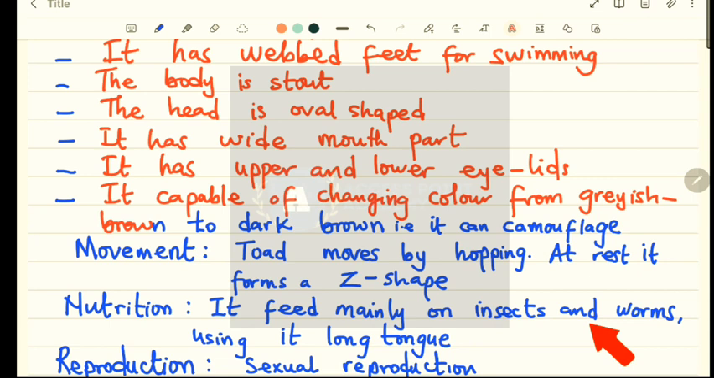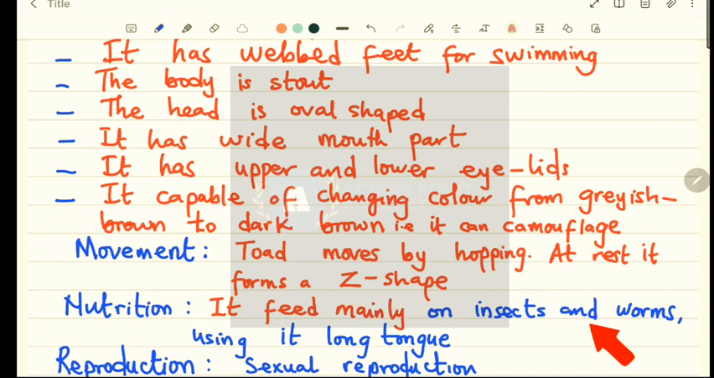It is capable of changing color from grayish brown to dark brown, so it is capable of showing camouflage. The toad moves by hopping. When it is at rest, it forms a Z shape.